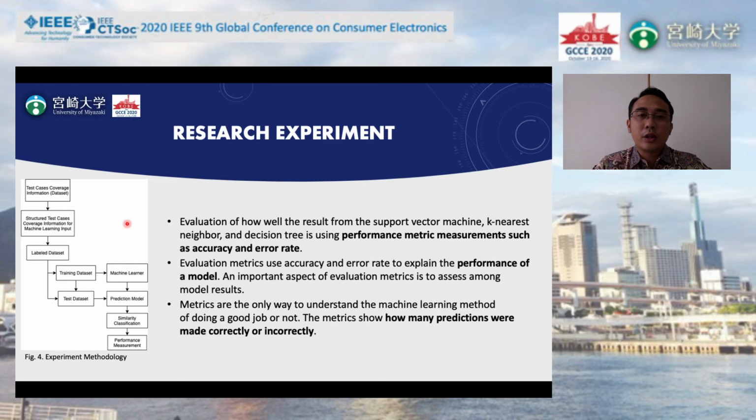The evaluation we are using in this research is to know how well the results from the support vector machine, k-nearest neighbor, and decision tree perform, using performance metric measurements such as accuracy and error rate. The evaluation metrics use accuracy and error rate to explain the performance of a model. Metrics are the only way to understand whether the machine learning method is doing a good job or not. The metrics show how many predictions were made correctly or incorrectly.